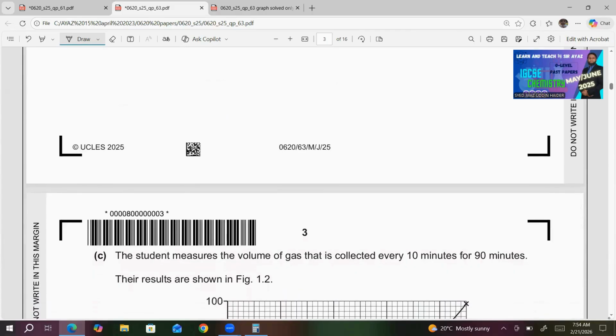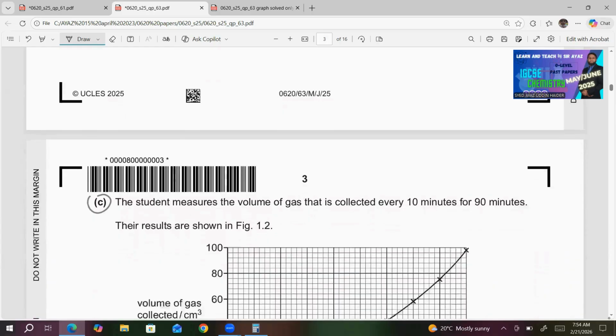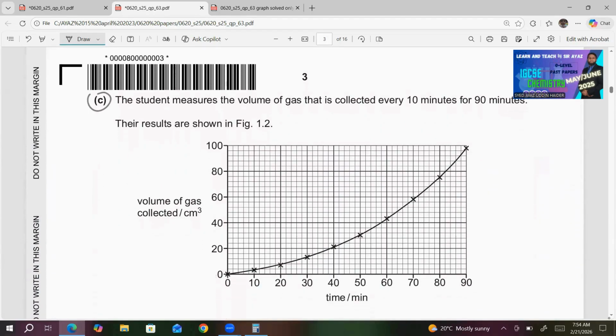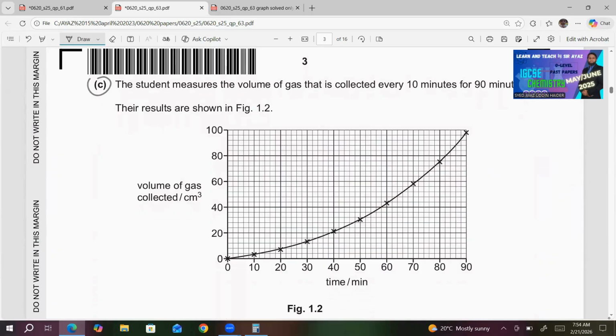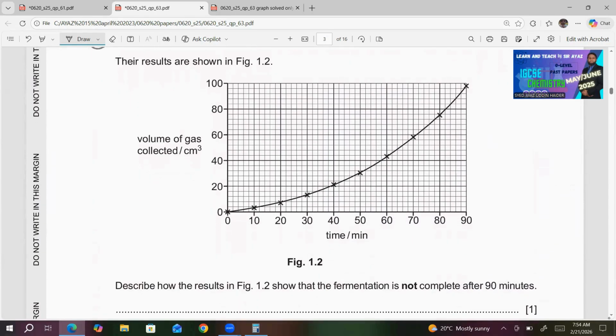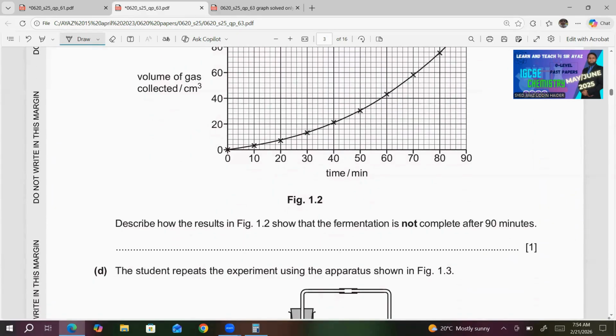Part C. The student measures the volume of gas that is collected every 10 minutes for 90 minutes. The results are shown in figure 1.2. So we have time on the x-axis and volume of gas collected in centimeter cube on the y-axis. Describe how the results in figure 1.2 show that the fermentation is not complete after 90 minutes.